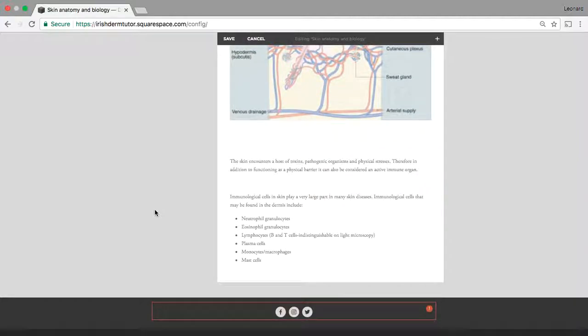Now, just to finish up, the skin can encounter a host of toxins and organisms and physical stresses. So, as well as functioning as a physical barrier, it can also be considered as an active immune organ. Immunological cells in the skin can play a very large part in many skin diseases. Different immunological cells that can be found in the dermis include neutrophils, eosinophils, lymphocytes, B and T lymphocytes, plasma cells, monocytes, macrophages, and mast cells. And we'll go into different conditions that can involve a predominance of these cells as we go on.